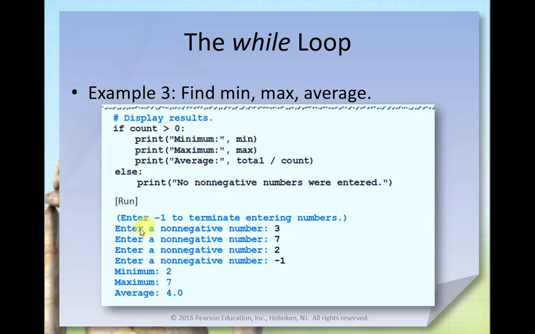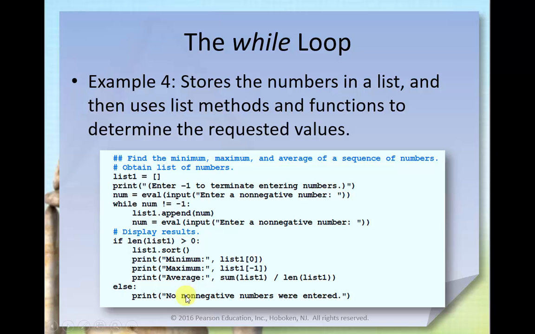And so this is how it runs. It's asking you to enter a non-negative number. You do that, you do another one, you do that, you do this to exit, and then it calculates the rest of the results. So the while loop is a very simple thing to implement, and it's very useful in a lot of things. Now here's another example using a list.